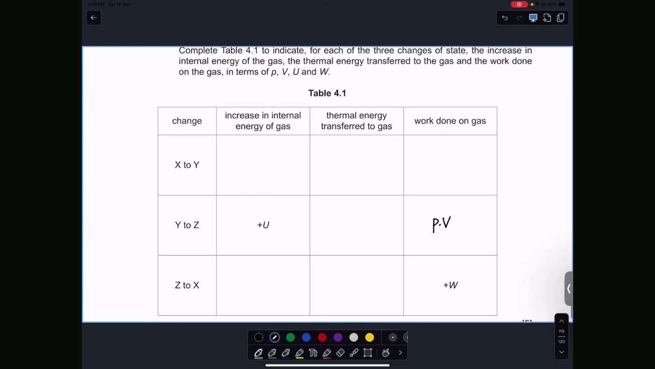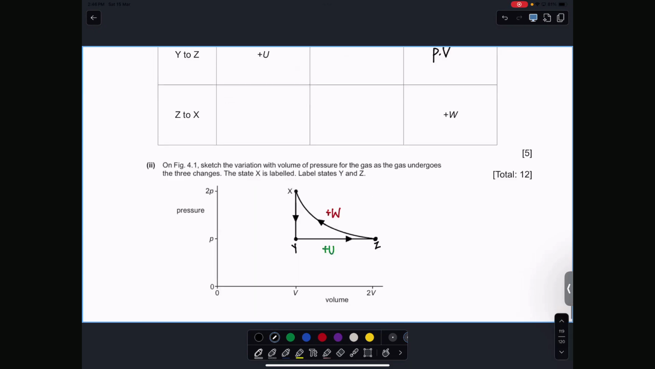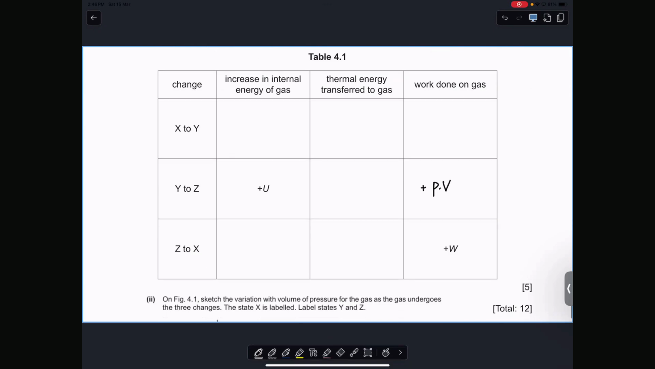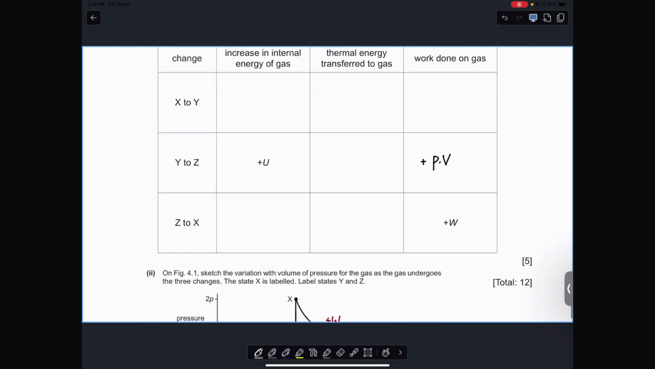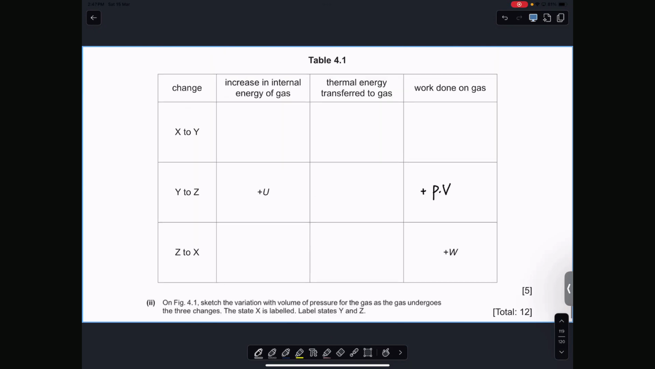in terms of P, V, U, and W. হ্যাঁ, so এটা প্লাস হবে না মাইনাস হবে? Work done on the gas plus, right? আচ্ছা, তারপর হচ্ছে what's the work done on the gas from X to Y? X to Y তে কোনো ভলিউম চেঞ্জ হচ্ছে না, so what's the work done? 0. So work done is going to be 0 here.